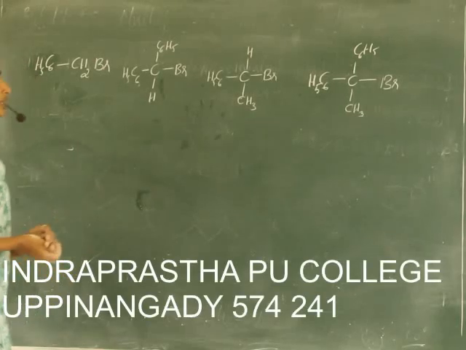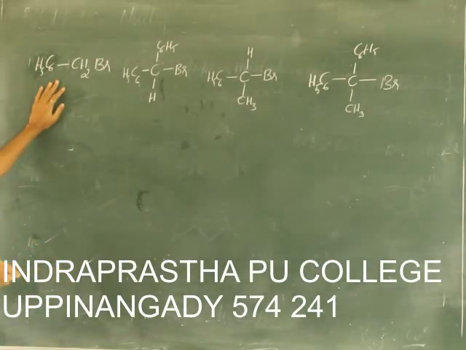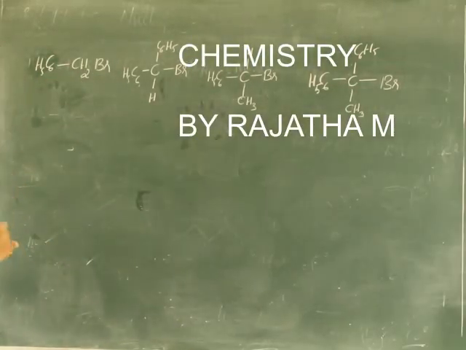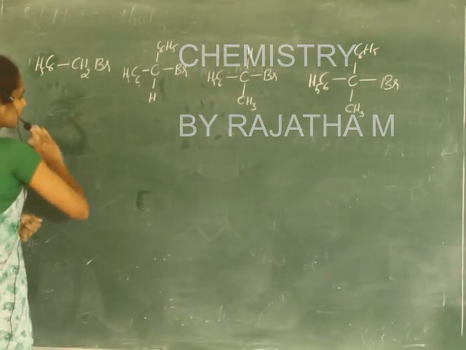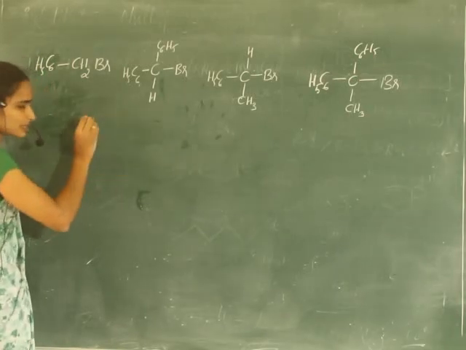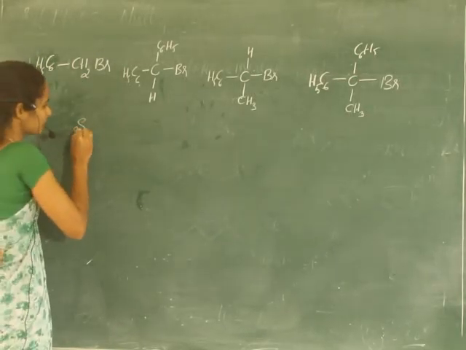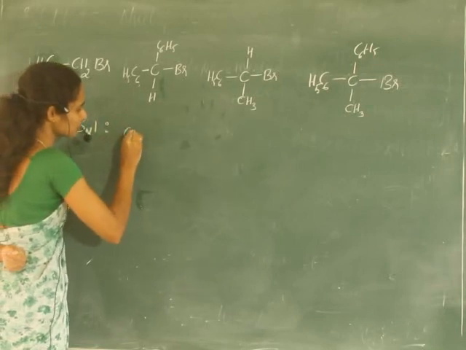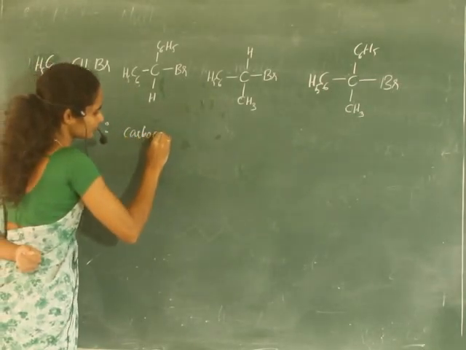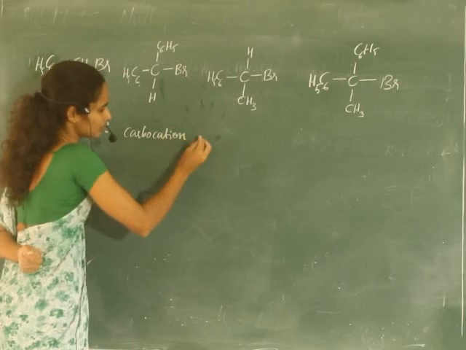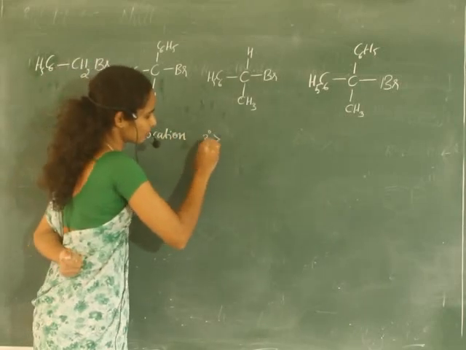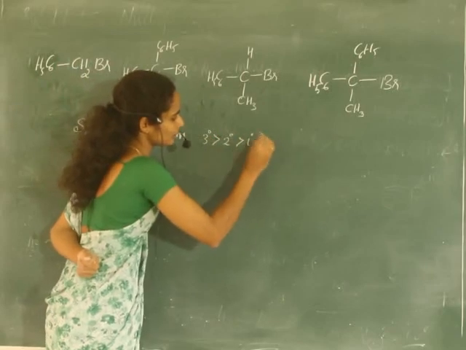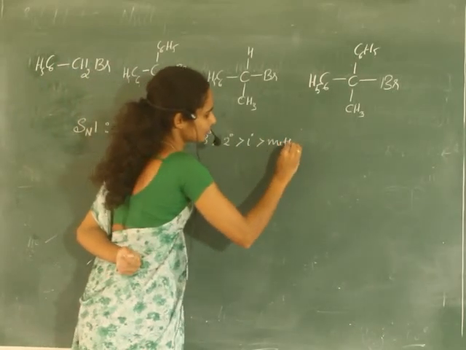Hello everyone. Let us discuss SN1 and SN2 reactions of this compound. As we discussed in previous classes, I'll discuss in brief. SN1 reaction is a formation of a carbocation, right? Tertiary is more reactive, then secondary, then primary, then methyl halide.